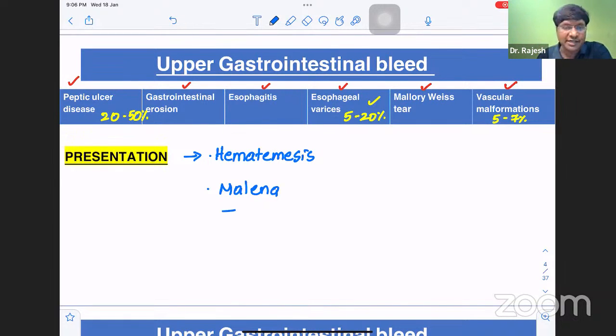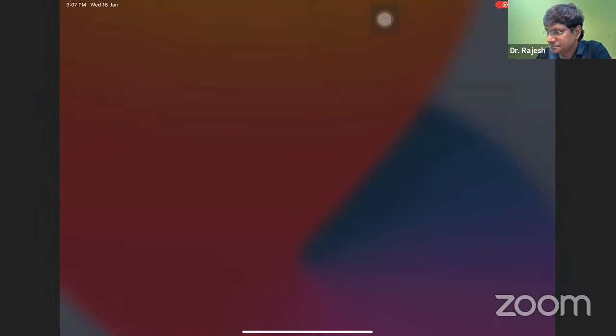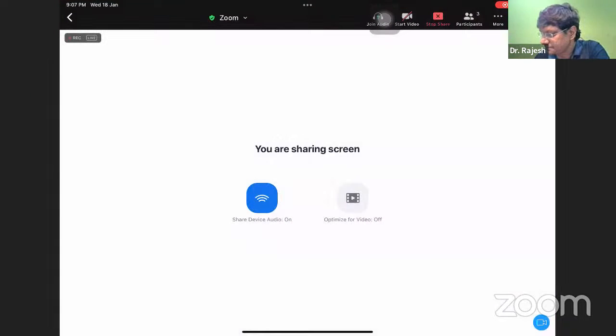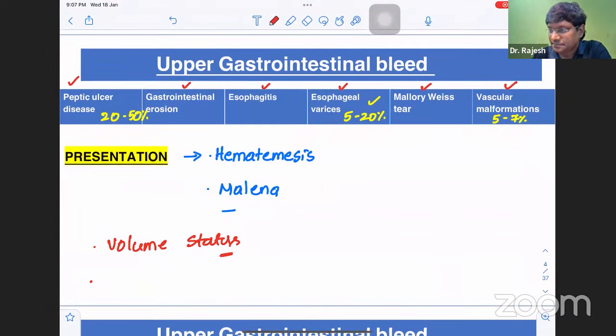And what is very important, these two will be the presentations. But whenever the patient presents to you in the casualty, what is the first important thing that you have to assess? This is a very, very important point you need to know. You should assess the volume status of the patient. Now, how to assess this volume status? I'll discuss that in detail. And what is the very important diagnostic strategy that you have to follow? That is endoscopy. Just 1 minute. Right. So you need to do the endoscopy.